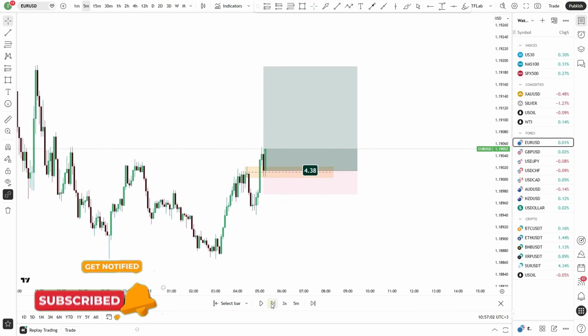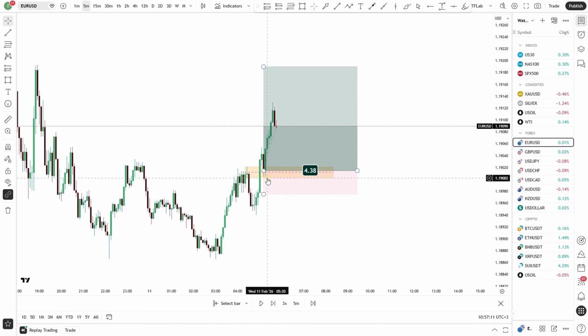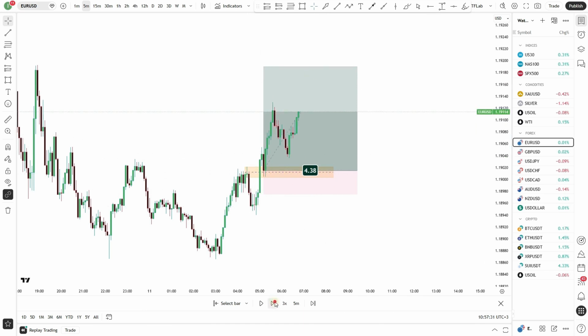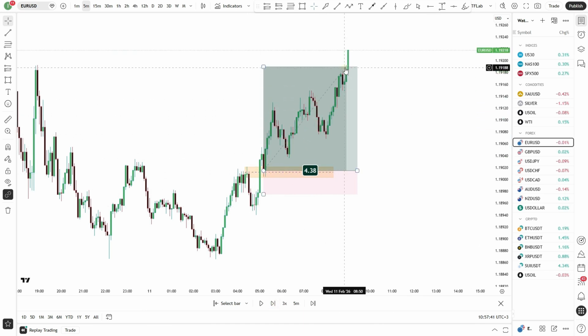Because in this tutorial, you'll learn how to use the unicorn setup for entries, just like professional traders do. So let's get into the tutorial.